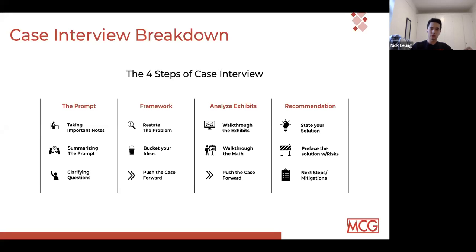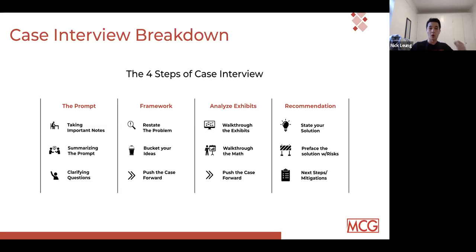So for each exhibit, you do 3 things. You, 1, walk through the exhibit to the interviewer. So as soon as you see the exhibit, you're saying out loud what you're thinking, right? So you're saying like, oh, on the x-axis, we see this. On the y-axis, we see this. We see the title of the graph is this. So we can assume that the graph is talking about this, right? And then highlight any important trends.